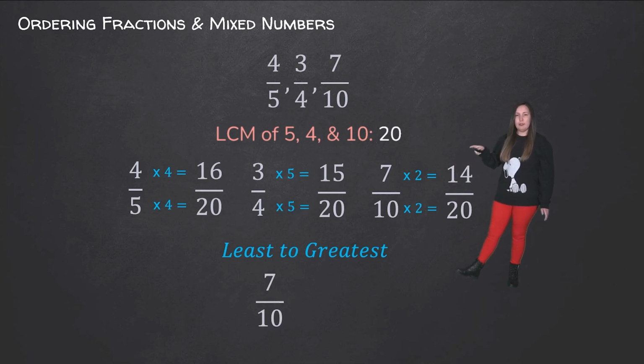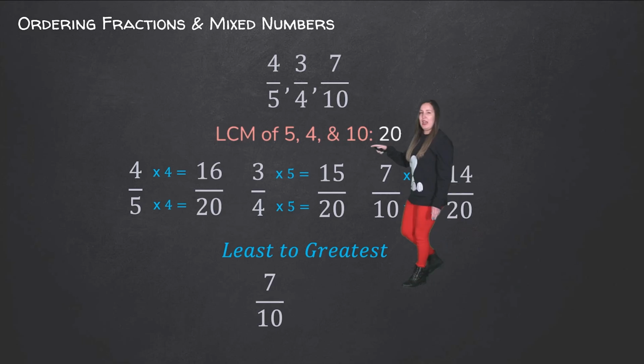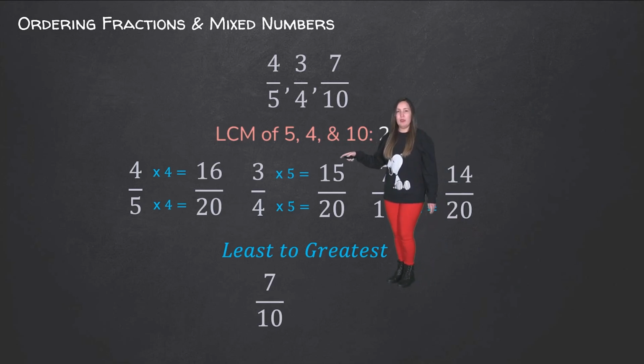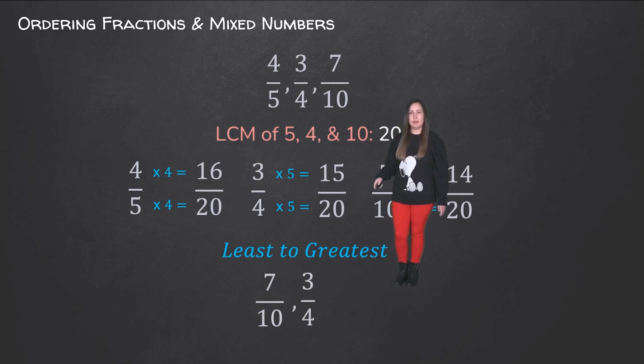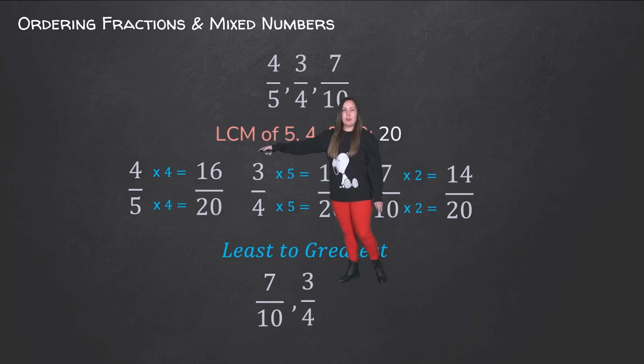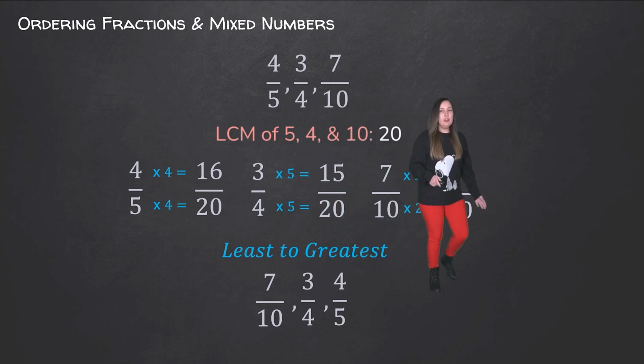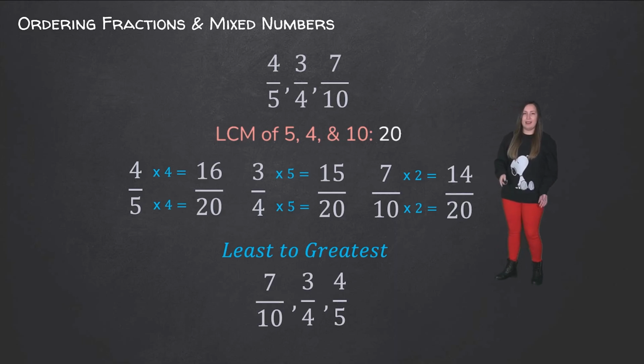So after 14 over 20, we have 15 over 20, which is 3/4. So that fraction would come next. And then our greatest fraction here is 16 over 20, which is 4 over 5. So that fraction would come last. So that means that if we take these fractions and put them in order from least to greatest, we'll have 7 over 10 being the smallest, then 3/4, and then 4 over 5.